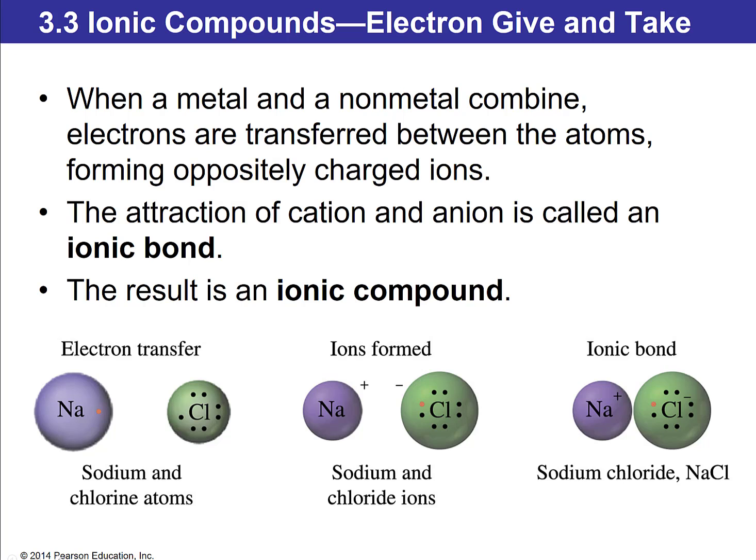Ionic bonding happens between a metal and a nonmetal, because the metal just has a couple of valence electrons, whereas the nonmetal has many. It's close to 8, and 8 is stable. So the nonmetal is going to want to gain electrons with a much stronger force than what the metal has.